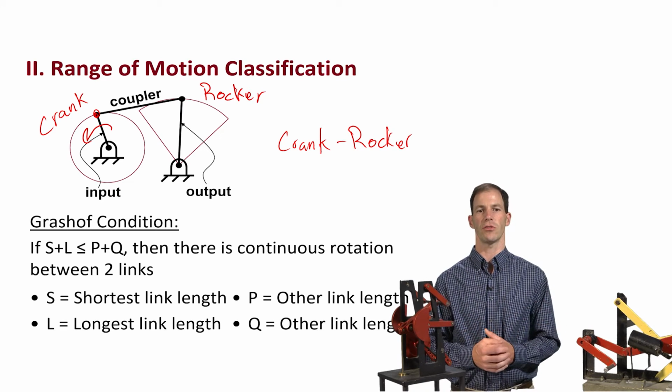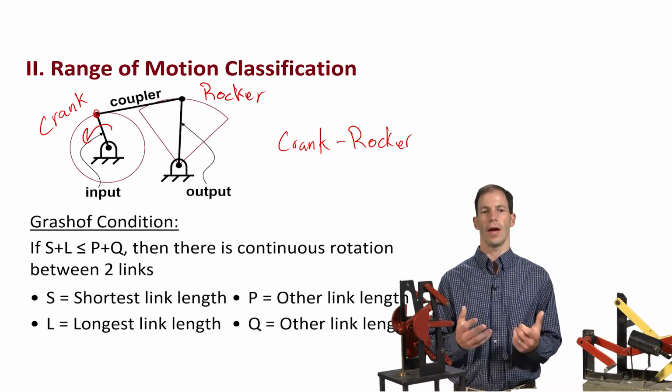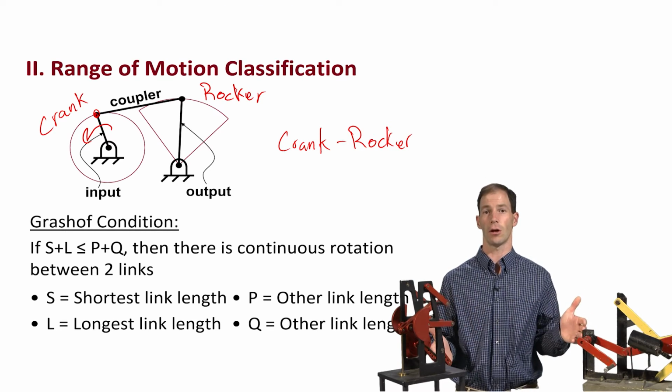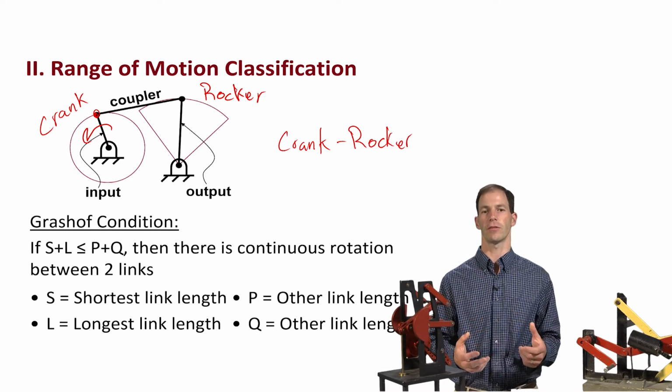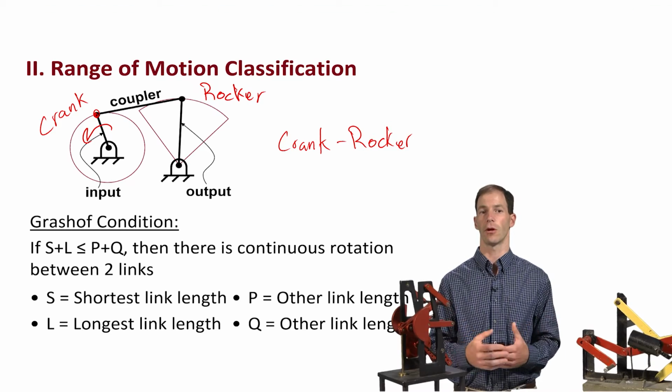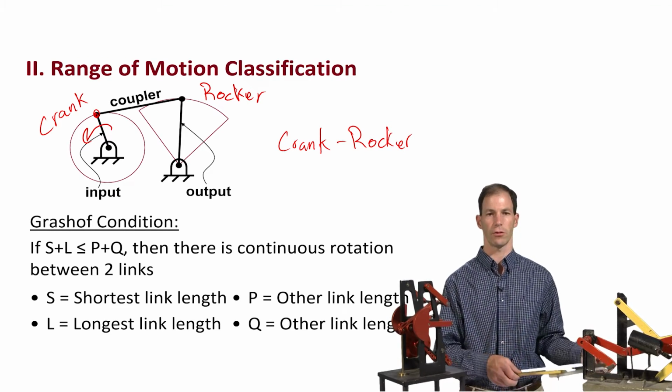So S happens to be the shortest link length. L happens to be the longest link length. So I'm going to take those two, measure how long they are, and add them up. And if that is less than the length of the other two links, the P and the Q link, then I happen to have a Grashof mechanism where I'm going to have complete revolution of one link relative to another.